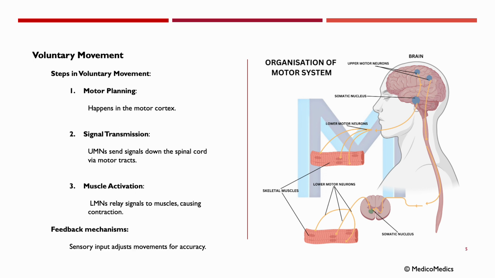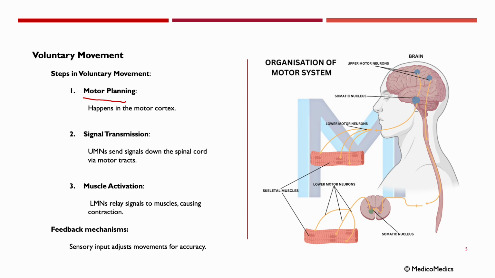Now, let's walk through the basic steps of voluntary movements, a process we use constantly, often without thinking. So first, we have motor planning, which happens in the motor cortex of the brain. This is where the brain decides what movement to make, when to make it, and how to make it. It's a highly coordinated step that often also involves the premotor cortex, supplementary motor area, and even input from the basal ganglia and cerebellum.